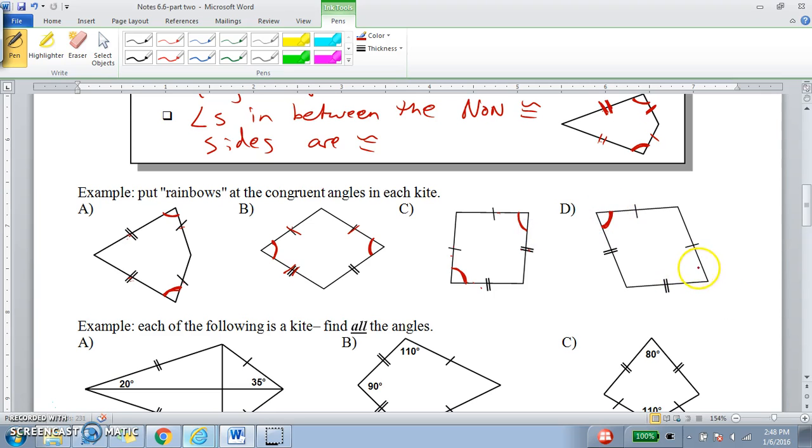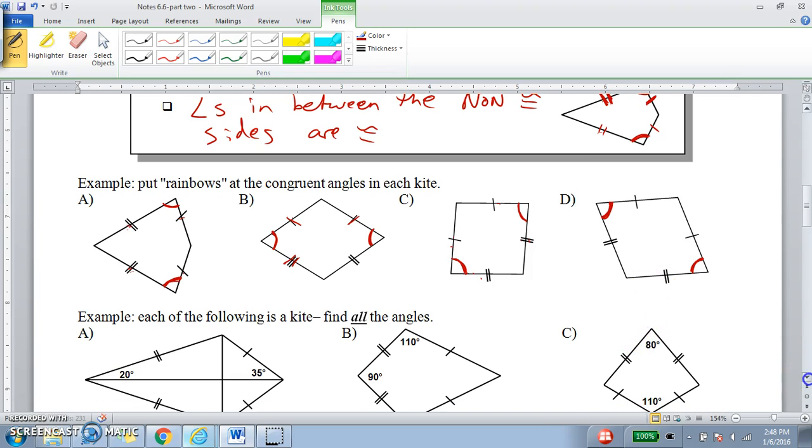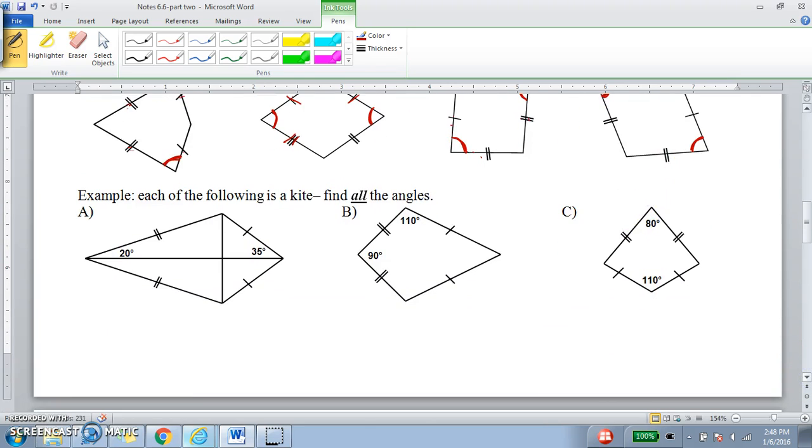Non-congruent sides, connect those with a rainbow. And there we go. Alright, each of the following is a kite. Find all the angles. So this is similar to a rhombus.